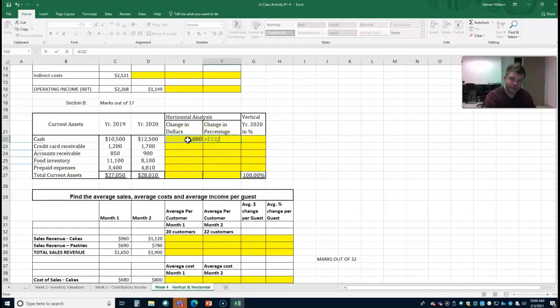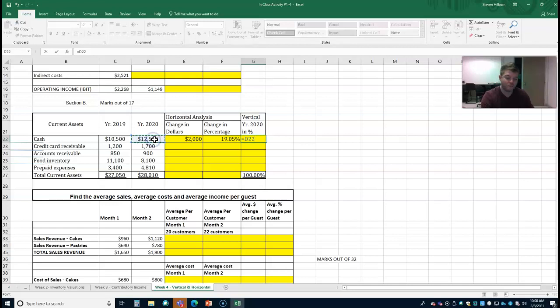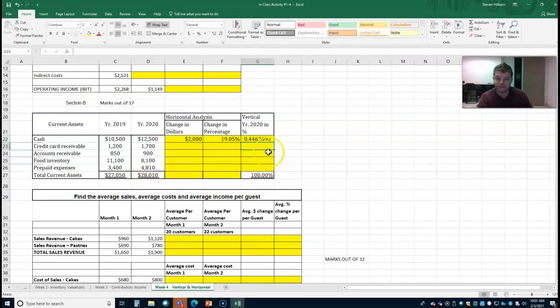but then I'm also showing what the change is as a percentage, which is 19. So we have $2,000 more in cash. It's a 19.05% increase, but I also want to know the vertical year 2020 analysis. So what I'm going to do is look at how much in 2020 our cash made up of our total current assets.